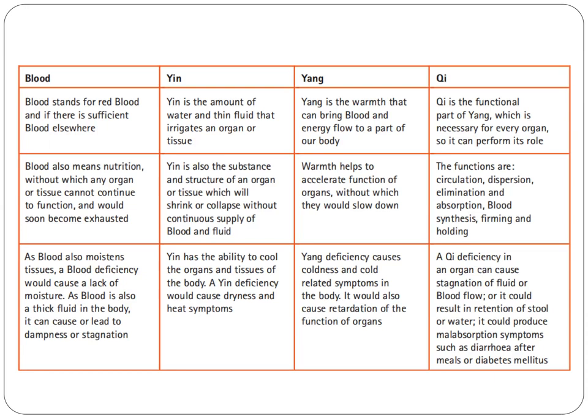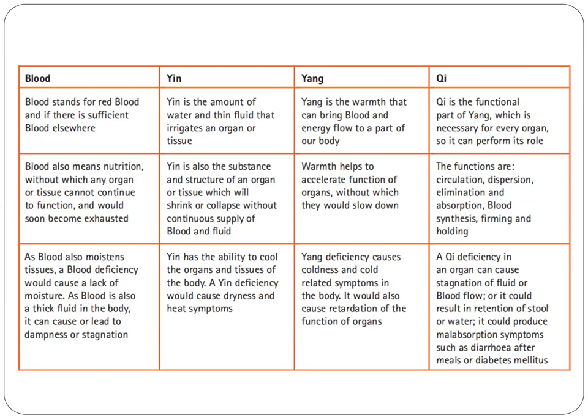Next, we have the yin, which is the amount of water and thin fluid that irrigates an organ or tissue. Yin is also the substance and structure of an organ or tissue which shrinks or collapses without continuous supply of blood and fluid. Yin has the ability to cool the organs and tissues of the body. A yin deficiency would cause dryness and heat symptoms.